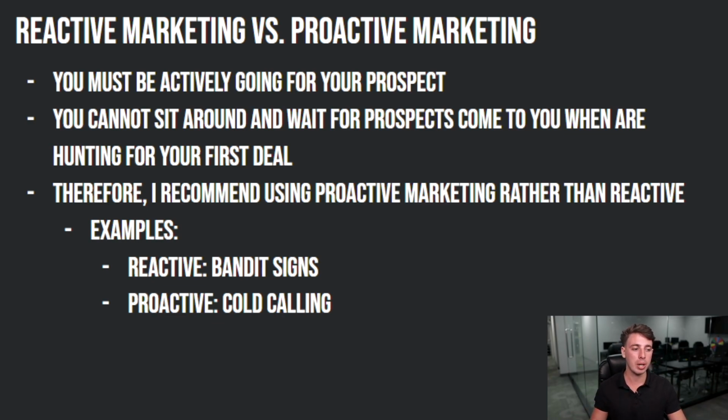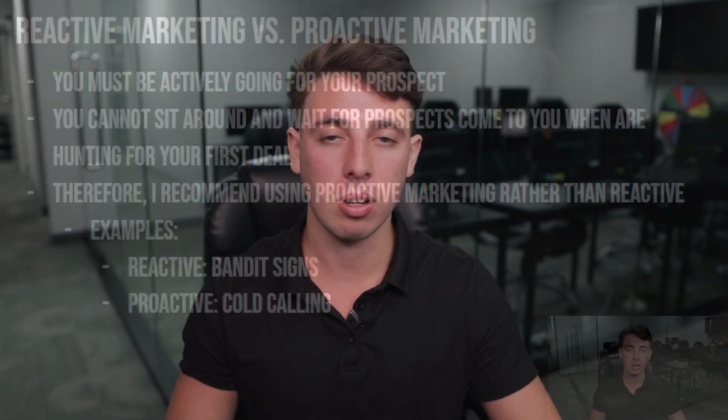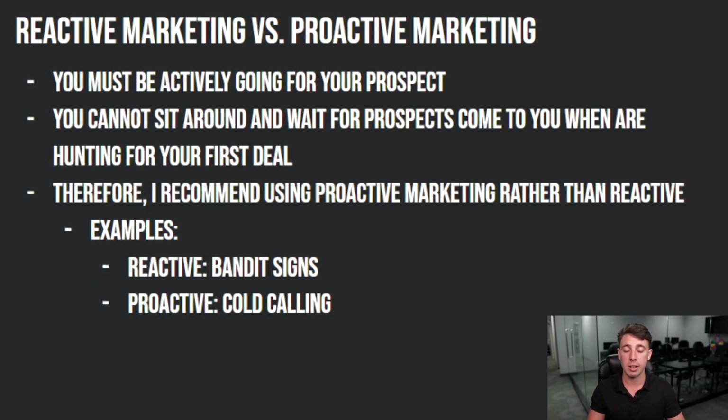So an example of a reactive marketing strategy is bandit signs. What is bandit signs? Bandit signs is when you place up a sign on like a telephone pole that says, "We buy houses for cash," okay? And you put up that sign, it says, "We buy houses for cash, call us," and there's a phone number, okay? And they're going to reach out to you if they're interested in selling their home. But essentially, you're just waiting for them to call you, okay? And so you could sit around waiting forever for people to call your sign, and you could never get a deal that way because you're not actively going after it. You're waiting for them to come to you.